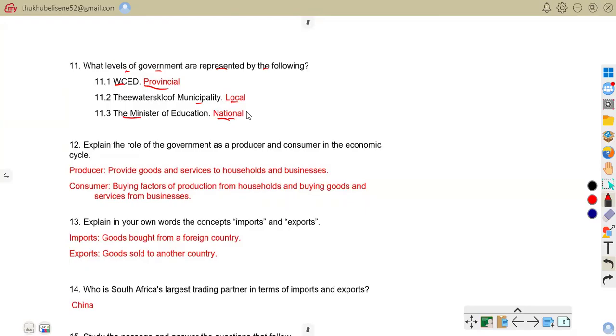But provincial, we're talking about departments like the one we've talked about, WCED, the Western Cape Education Department. So they implement national policies at the provincial level. Then you have local, municipalities handling local services and governance. So I hope you're together on that.